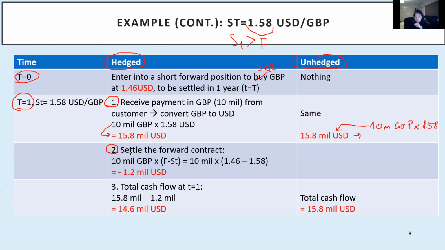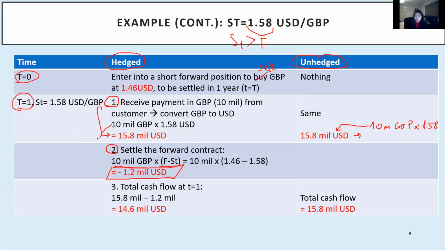In addition to that, because I have the forward contract that I entered into at time 0, I'm going to have to settle the forward contract now, right? So my payoff function is the same. I have a short forward position. My notional amount is 10 million pounds. And so my payoff function here for the forward contract is minus 1.2 million USD, okay?